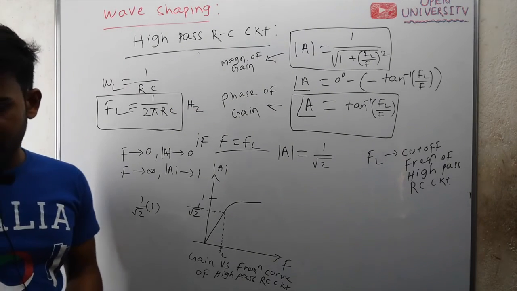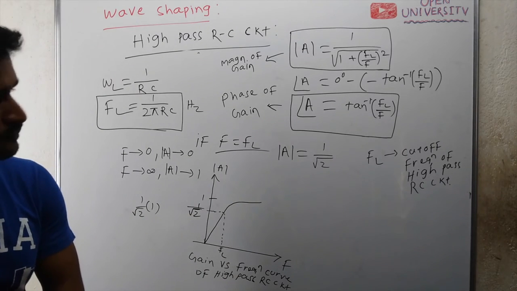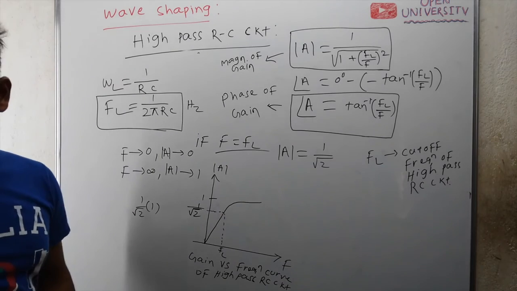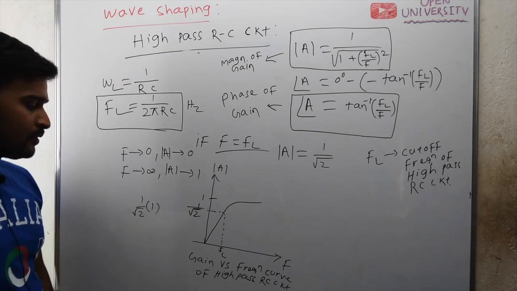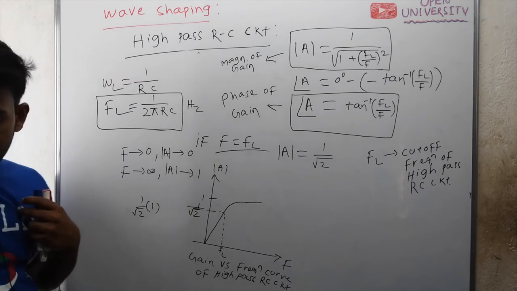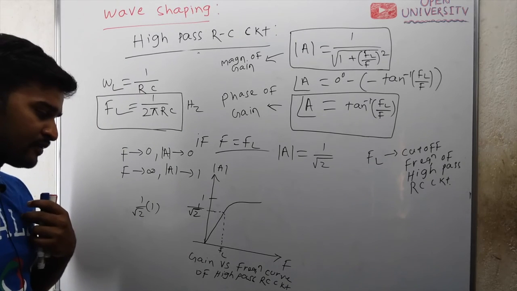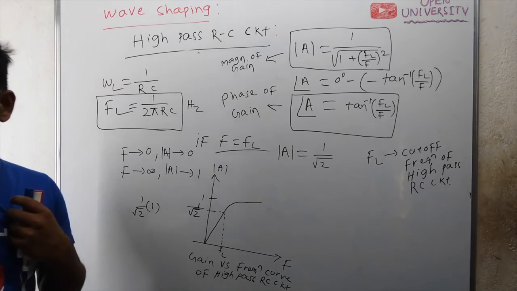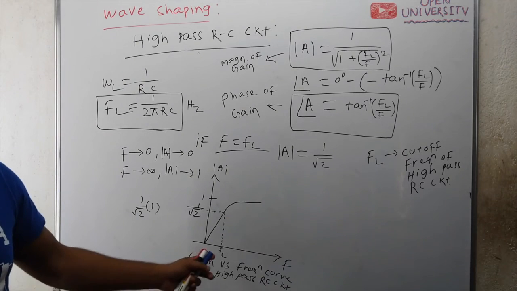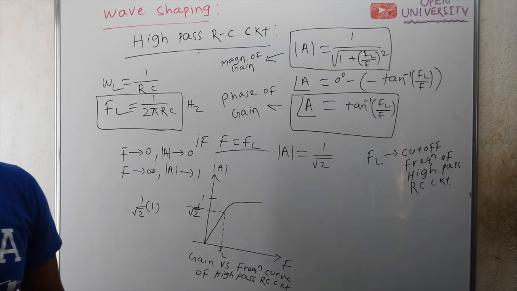Write down one point. For a high pass RC circuit, gain becomes 1 by root 2 at a lower frequency, fL. Hence it is said to have a lower cutoff frequency, fL.